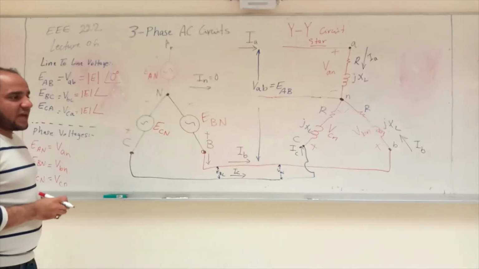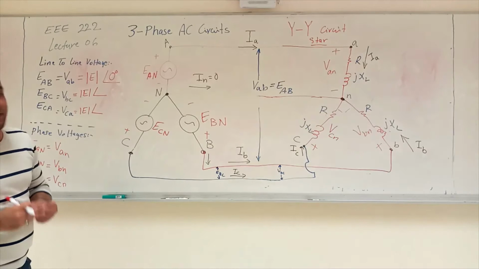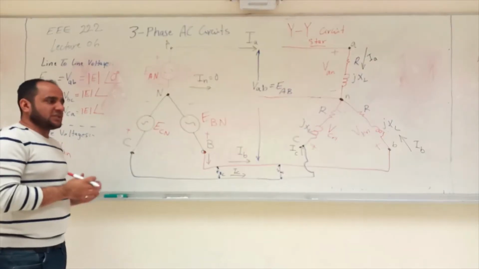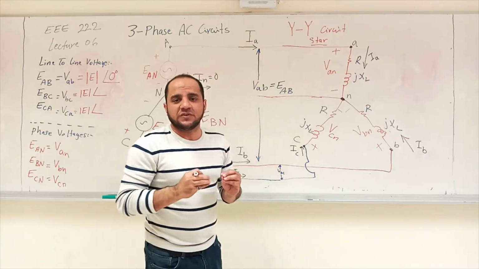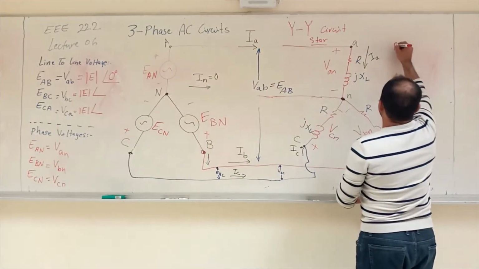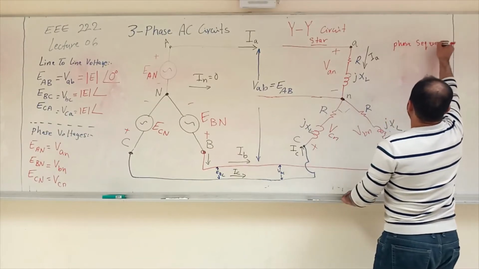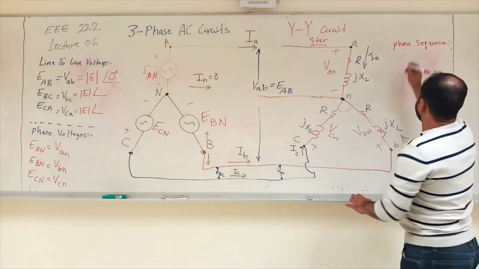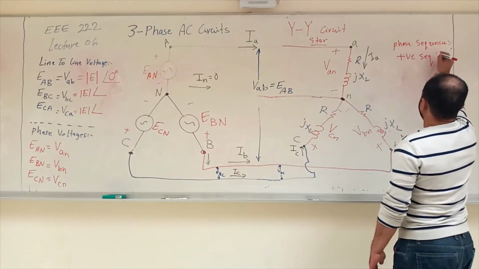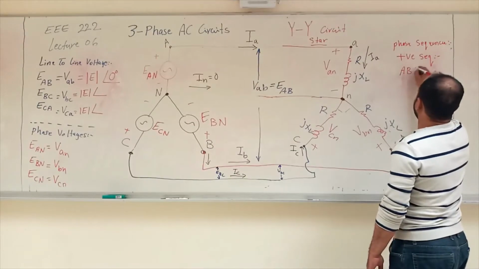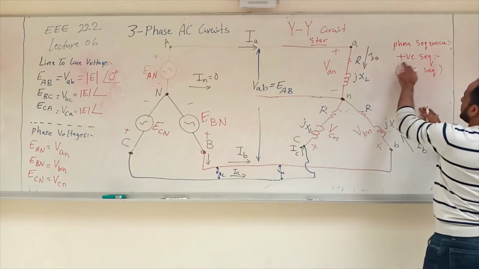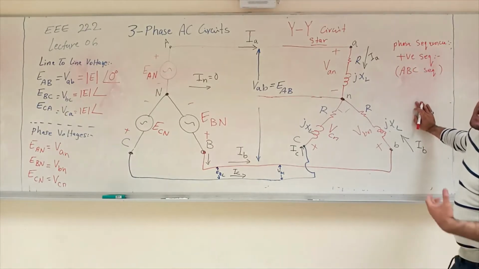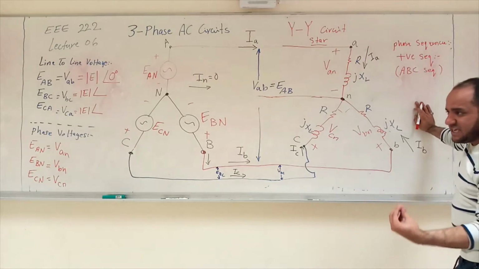That phase angle shift depends on the type of phase sequence. So let us define the phase sequence. In this course, we will always assume that our phase sequence is positive sequence. So in the question, phase sequence can either be positive sequence or negative sequence. Positive sequence is the same as A, B, C sequence. Either we call it positive sequence or A, B, C sequence. We're going to be focusing on this sequence. There's another sequence which is negative sequence or A, C, B, right?